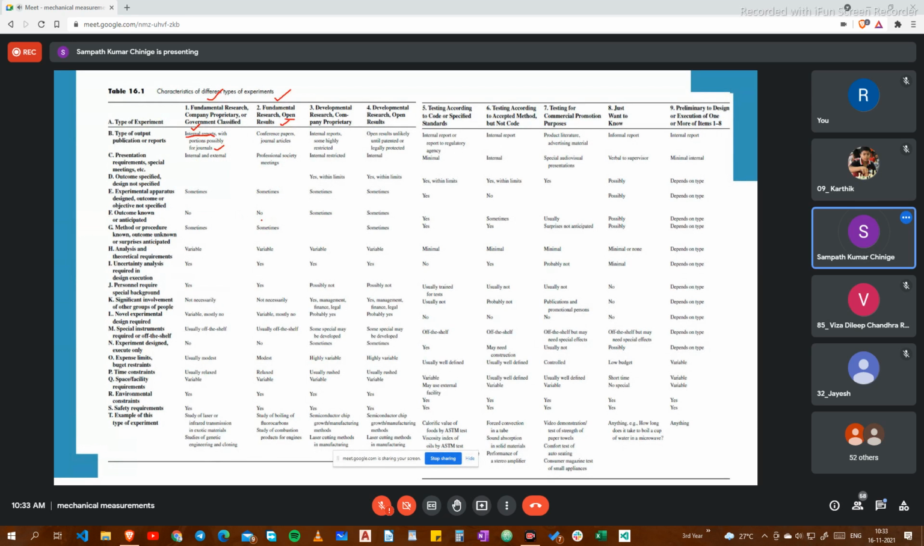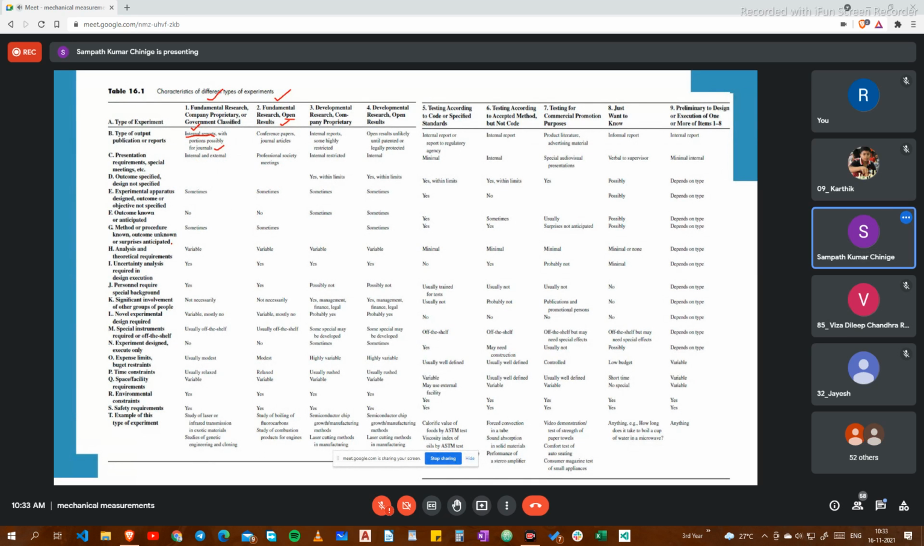Okay, method or procedure known, outcome unknown, or surprises anticipated. Sometimes we know the method or procedures, even though the outcome is not known properly, but we may anticipate some sudden surprises in fundamental research. So whatever you think is not going to work, it may suddenly work. Okay, analysis and theoretical requirements are generally variable. They vary from experiment to experiment.